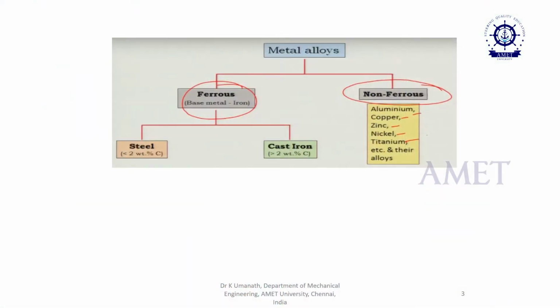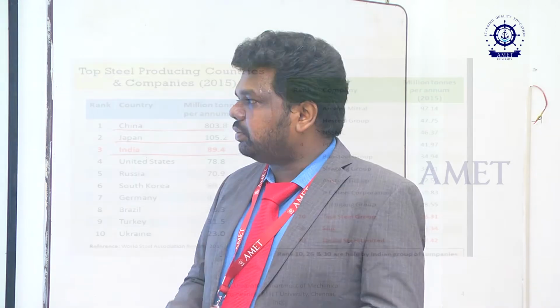Steel is normally classified based on the carbon content. Material with less than 2% carbon is normally called steel. More than 2% up to 6.5% is normally called cast iron. So, this is the classification of steel metals.